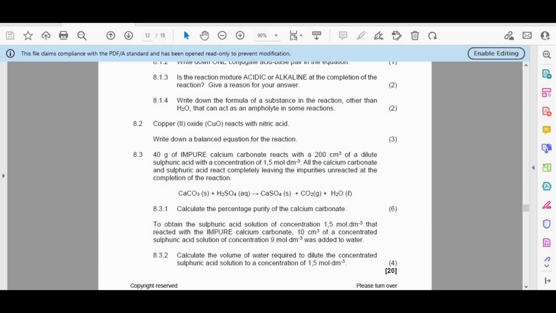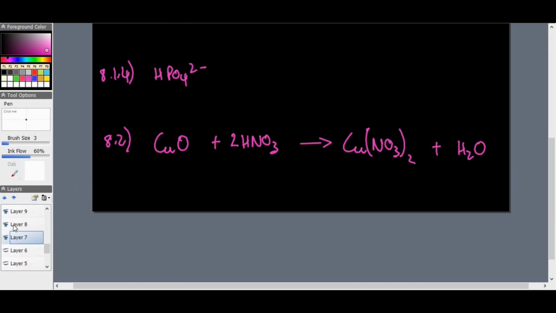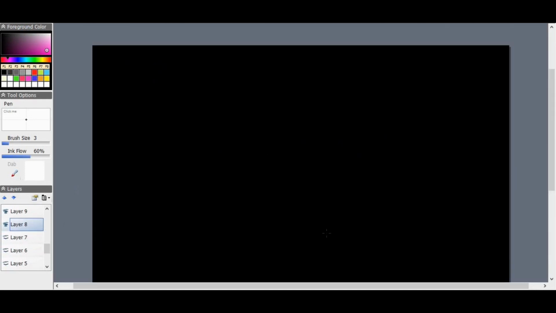CaCO3 plus sulfuric acid gives us CaSO4 plus carbon dioxide plus water. Calculate the percentage purity of the calcium carbonate. All right, 6 marks. This one we'll do, and I think that'll take us through to the end of time here for the live class. So let's take this away here. 8.3.1.